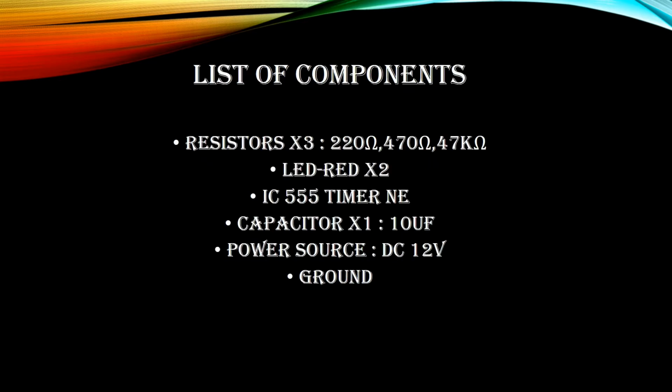The list of the components that we have been using is 3 resistors, 2 LEDs, an IC 555 timer, 1 capacitor, a power source and ground. What is a capacitor and why does the flashlight use one?